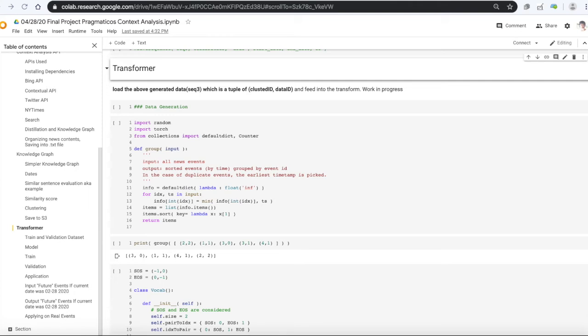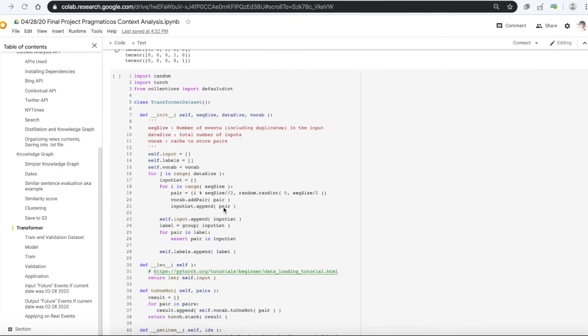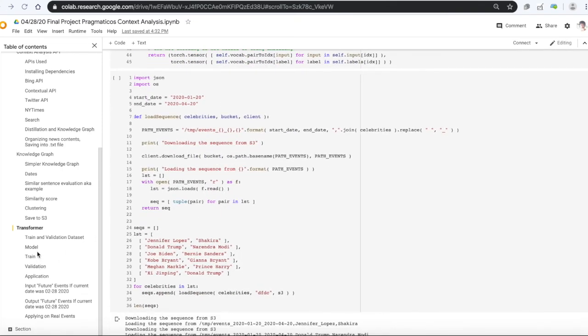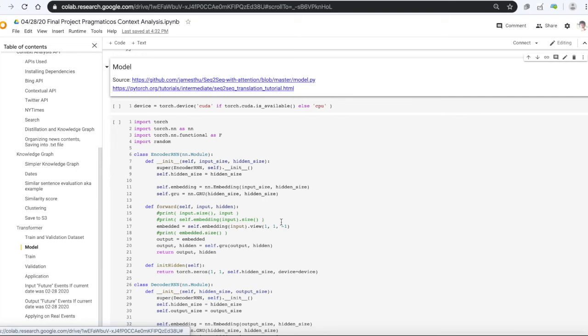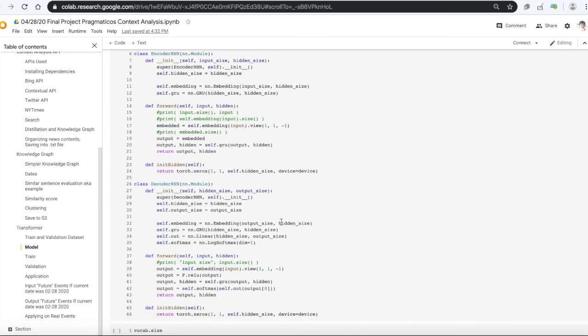So with our knowledge graph, we can get more information out of it. And to analyze the knowledge graph, we use the transformer, and we defined our transformer dataset as well as the encoder and decoder architecture to process the events. And we used it to fact check and also predict future events.